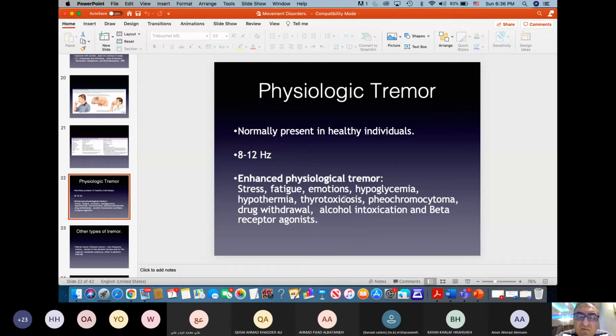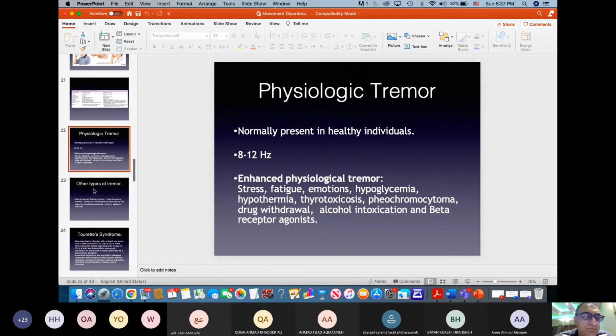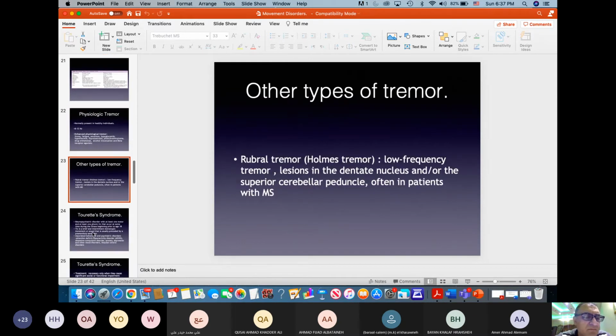Thyrotoxicosis can cause tremor. Pheochromocytoma, drug withdrawal, especially benzodiazepine, a patient taking Valium, for example, 10 milligrams once or twice a day, and all of a sudden stops, they will have tremor. Alcohol intoxication or withdrawal. Beta agonists, like breathing treatments, they might have tremor. Rubral tremor, we're going to skip.